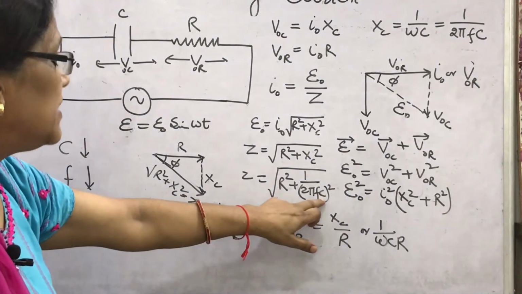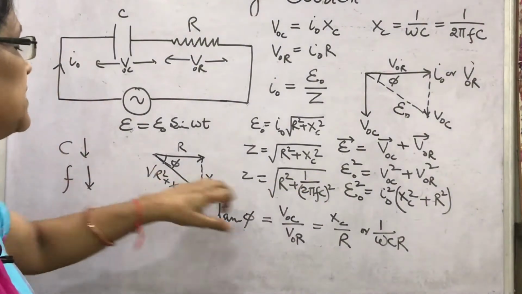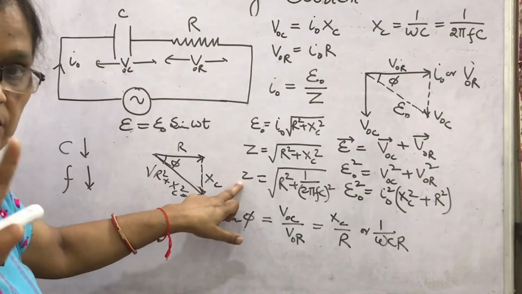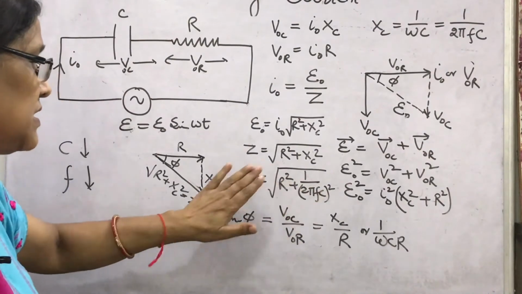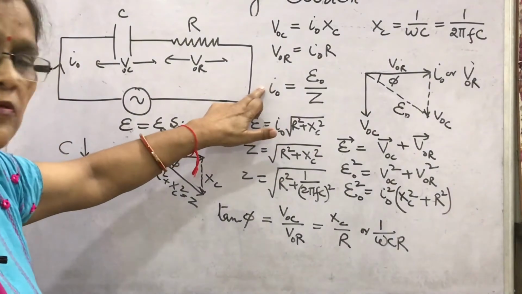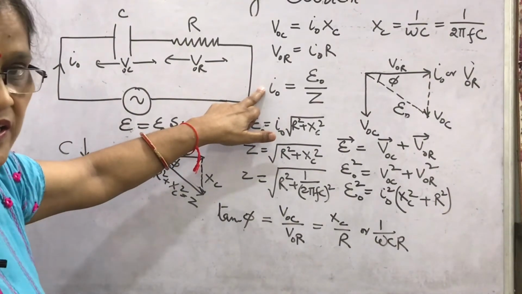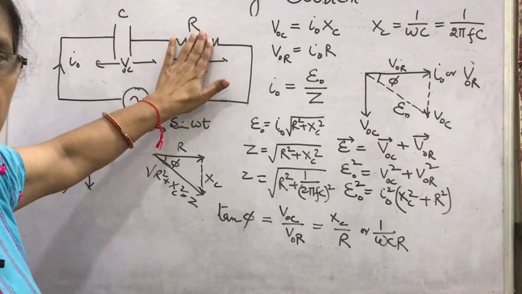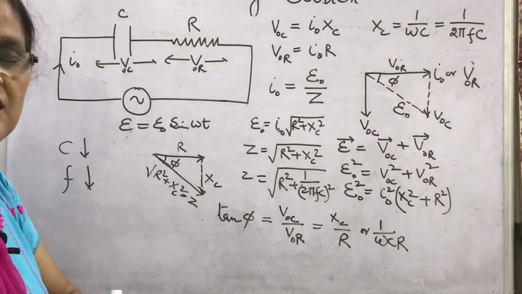If C decreases, then this value 1 upon C increases. Here it is given C decreases. Then what will be the effect on Z? Overall Z will also increase, because 1 upon C will be increased. This addition will increase, so Z will increase. If Z increases, what will be the effect on current? I decreases. Then if in place of resistance a lamp or bulb is connected, its glow will decrease.